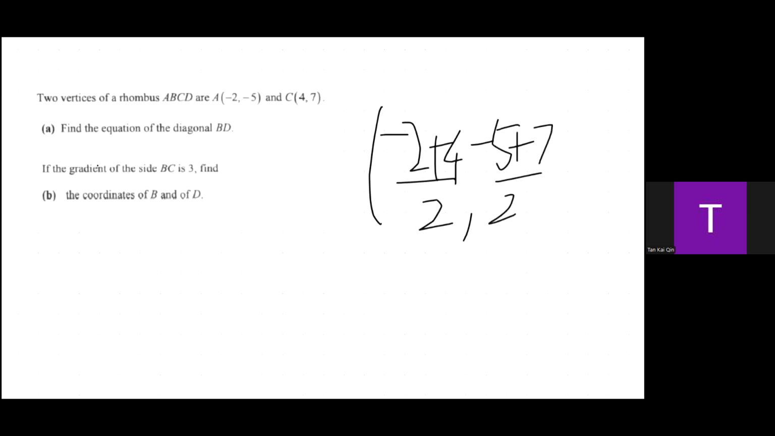To find the equation of the diagonal BD, we first need to find the midpoint of diagonal AC, which we use this formula to find. Negative 2 plus 4 divided by 2, negative 5 plus 7 divided by 2. We should then find the midpoint of AC, which becomes 1 and 1.